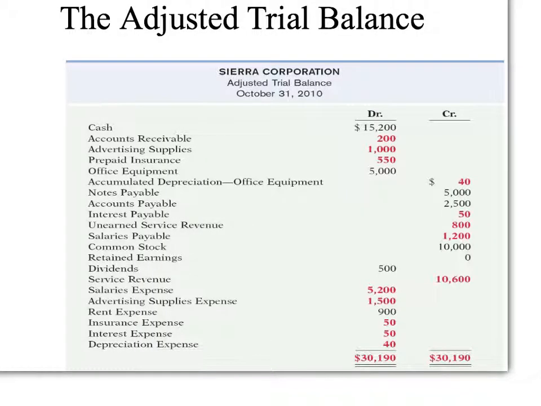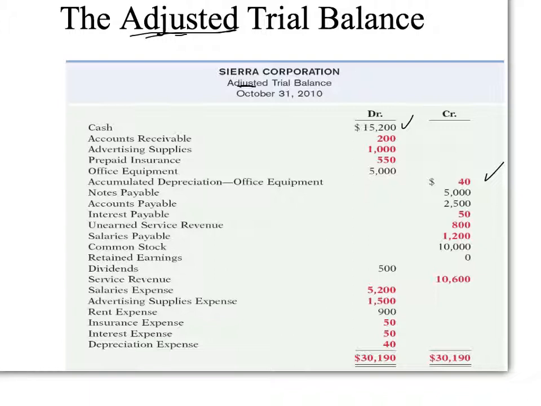Now, after I have recorded those adjusting entries in my general journal and then posted them to my general ledger, I then summarize the ledger again and present a trial balance. This trial balance is after I made the adjustments, so it's called the adjusted trial balance. Again, a trial balance is simply a listing of the accounts in any order and their debit or credit balances. So you can see now in red, these are the accounts that have been adjusted.